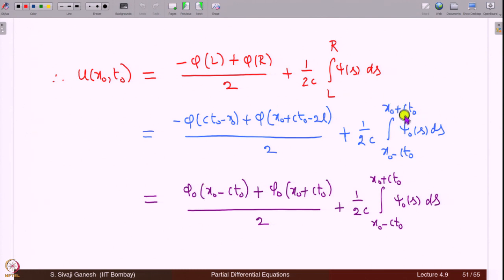So this integral we got, instead of L to R, we got x naught minus ct naught to x naught plus ct naught. Now this is phi naught of x naught minus ct naught, and this by periodicity is phi naught of x naught plus ct naught.